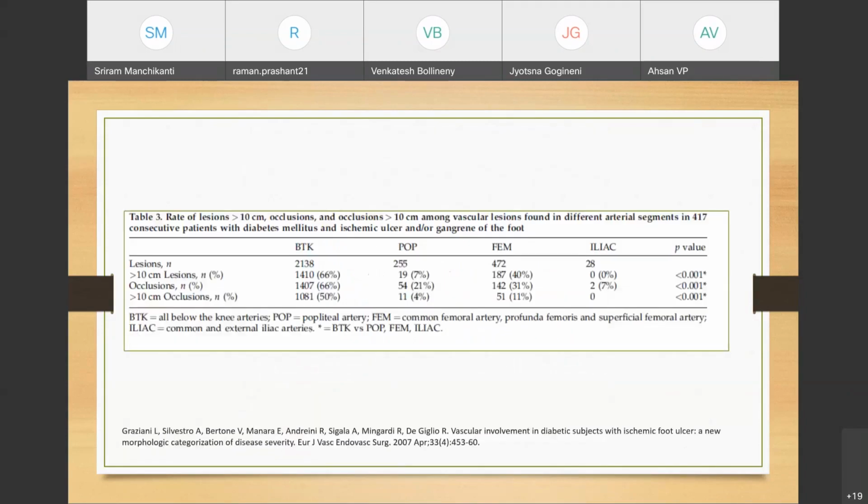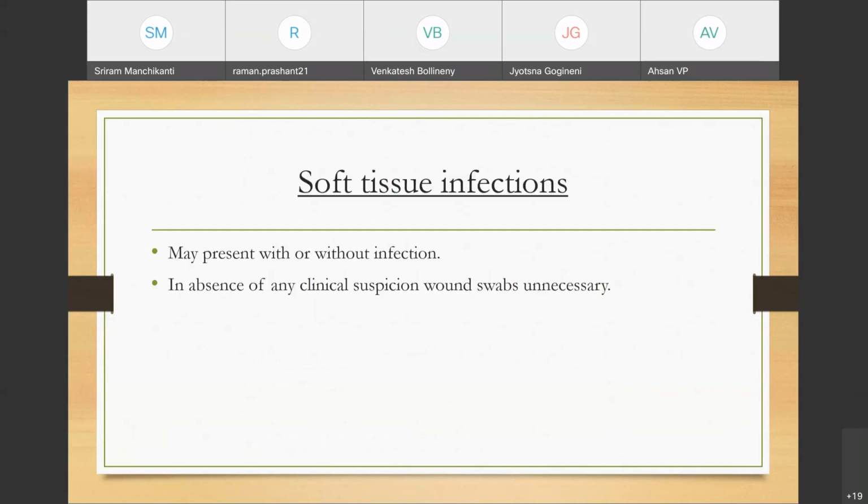It is also noticed that long segment occlusions in these lesions are very common in these patients. Then the presence of soft tissue infections. The diabetic foot ulcer may not present with infections. The important thing to note is that most of these ulcers are colonized. So in the absence of clinical suspicion, that is the presence of erythema greater than 2 centimeters or frank pus discharge or fever, which is rarely present in up to 50%, wound swabs are unnecessary and they have no prognostic role. The other methods of wound culture are more important.